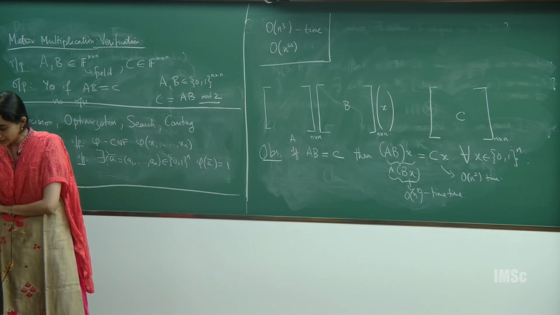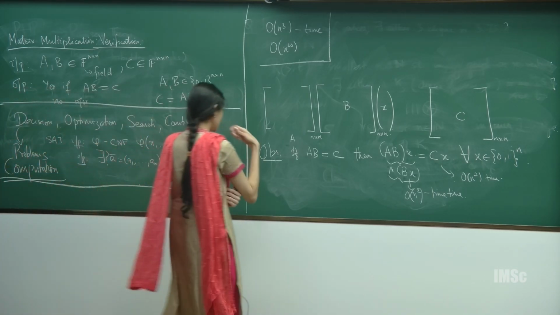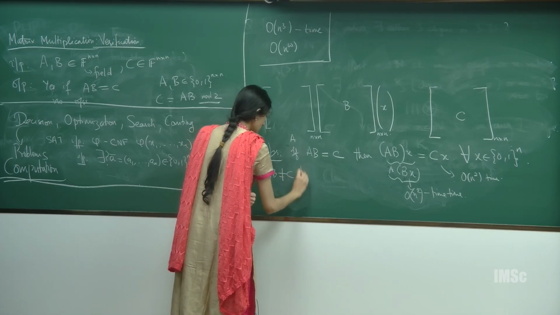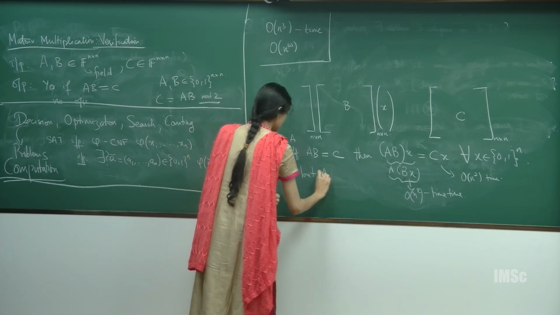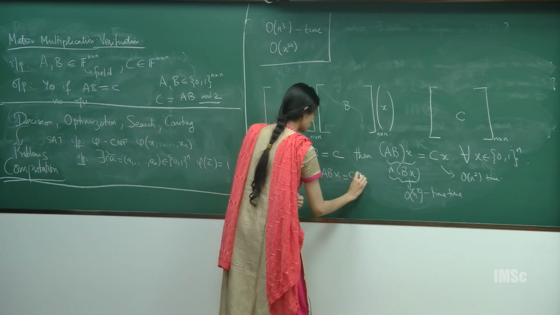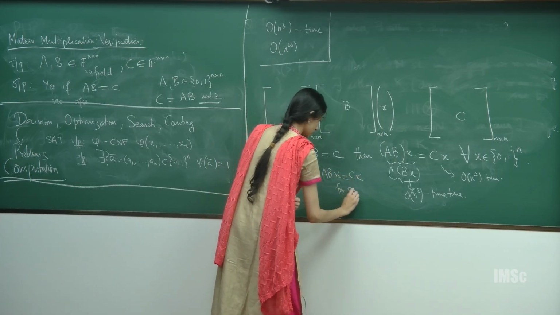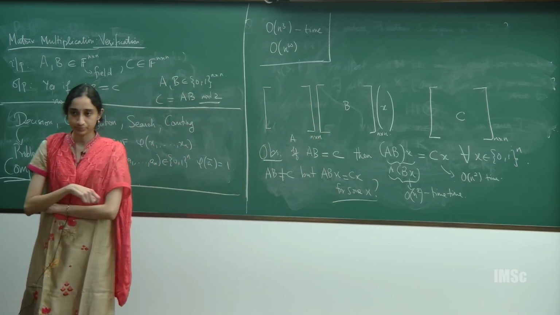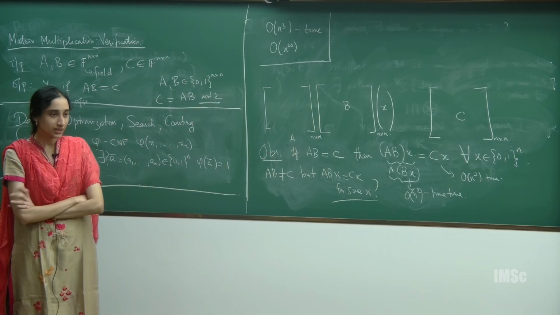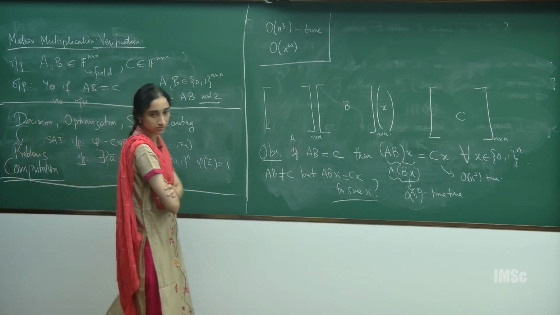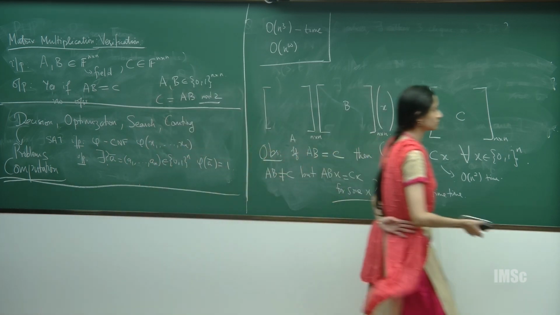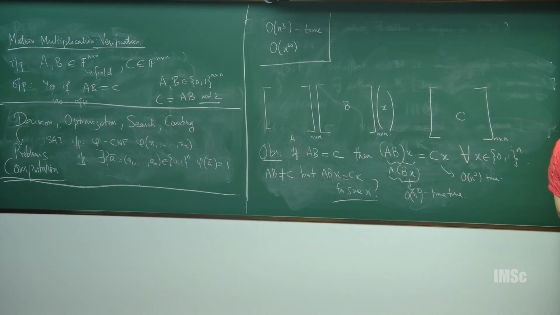So what he says is, it might be that AB is not equal to C, but ABX is equal to CX. Is it possible? If so, can you construct an example? Maybe 2 cross 2. I have some example for 2 cross 2. So is the question clear?